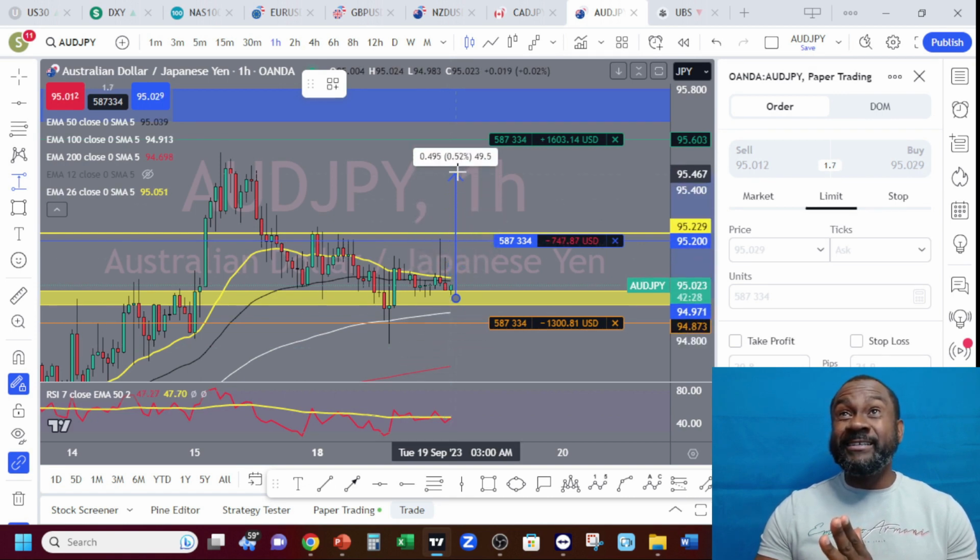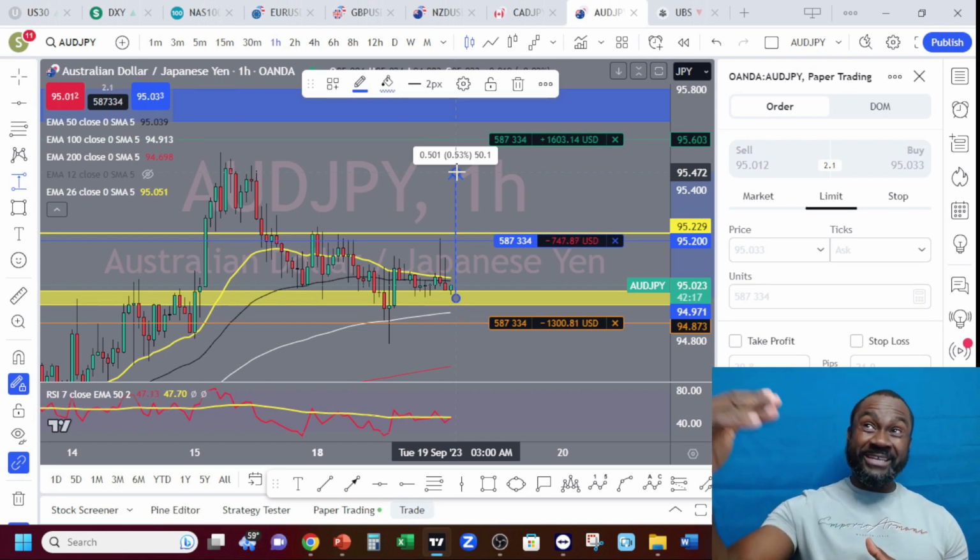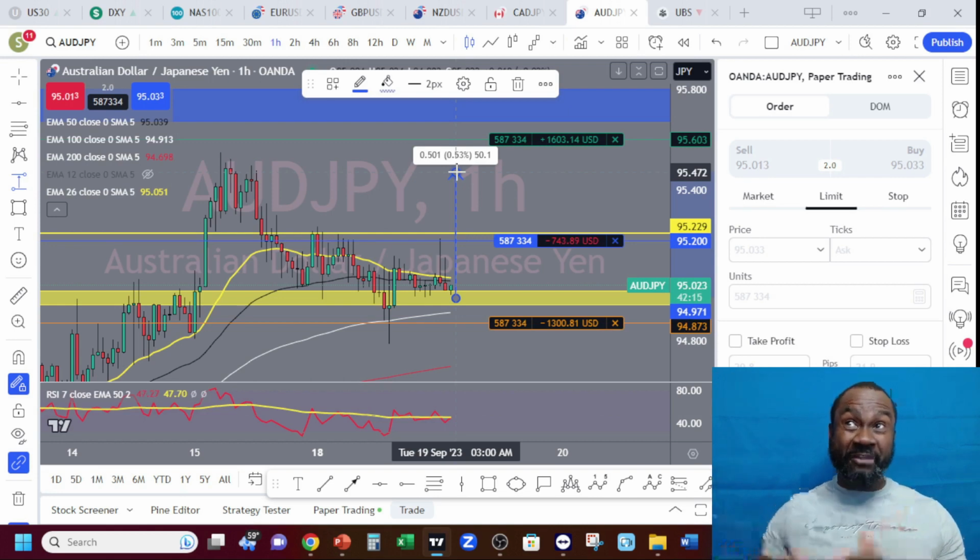If it goes in my direction up to here, this is where it came from. I have a possibility for a 50 pip reward. I'm risking 20 to 50. That's a 1 to 2.5 ratio. That's a better trade.